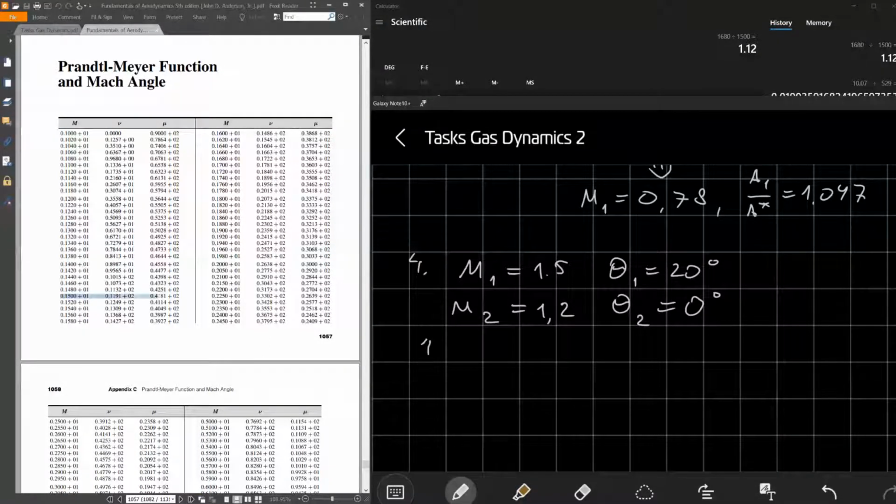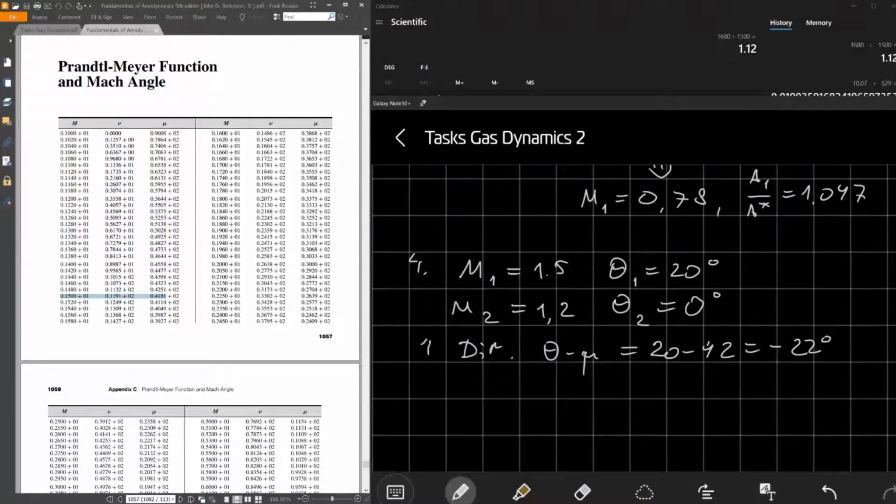Here, our mu is 41.81. So the direction of the characteristic line will be theta minus mu, and would be equal to 20 minus 41.81. It will be 42 degrees, okay? 42 degrees. And it will be minus 22 degrees.